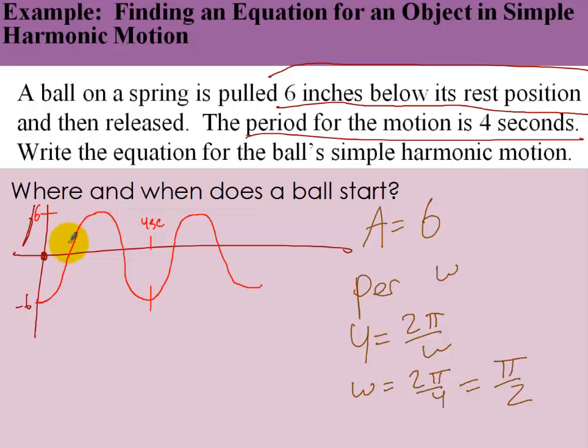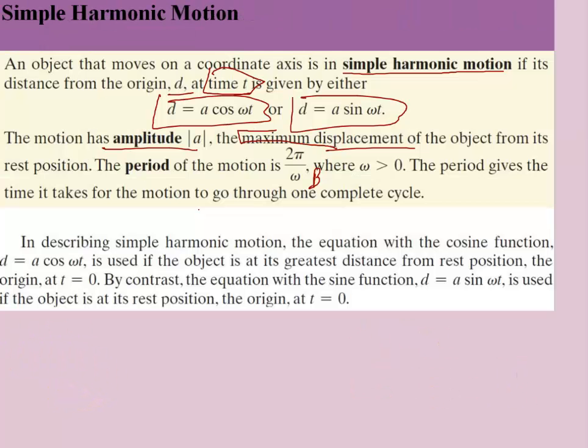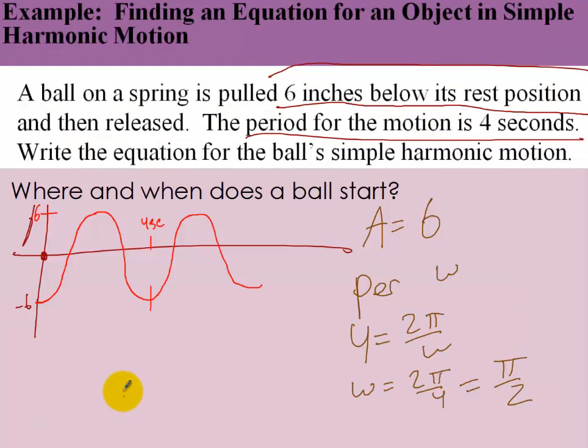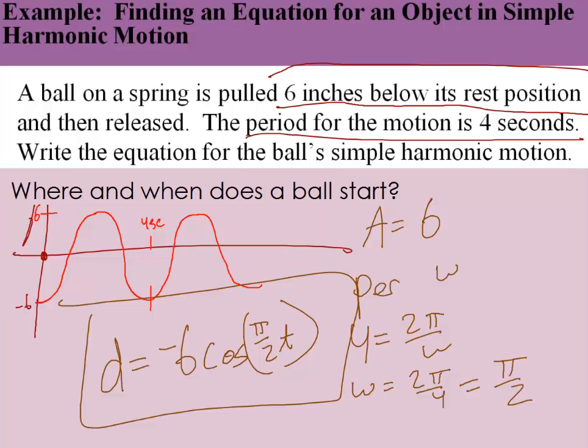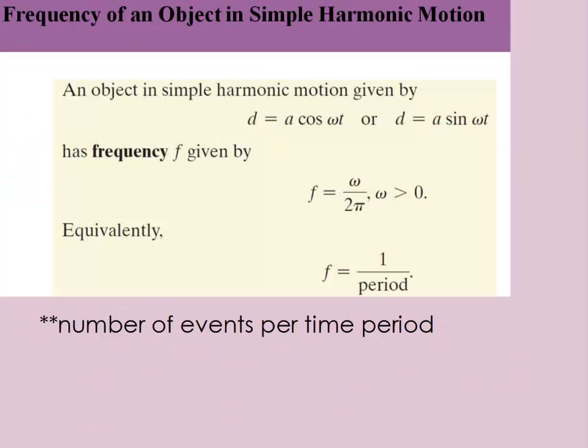So I'm going to plug this in. Since this starts below, I have a cosine function, but it's flipped. So my function in this case, I can write d equals a, and usually it's 6 times cosine of pi over 2 t. But since it starts at a negative, I'm going to make that negative 6. That'll flip the function. So there's my best answer. Now, let's try another one.